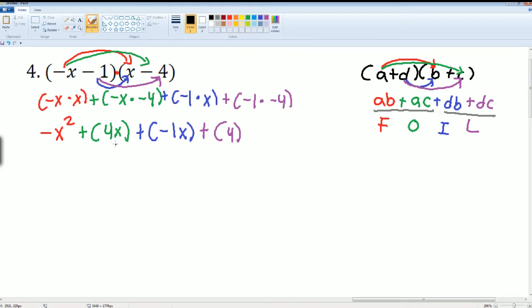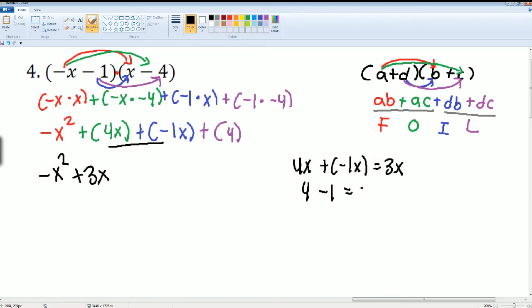Okay, these two are like terms. So, you get negative x squared, which comes from the top. You get plus 3x because 4x plus negative 1x gets you 3x. It's the same thing as writing 4 minus 1 gets you 3, but there's an x here, so there's an x here. Okay, that's how I get 3x. Plus 4. A lot of you are going to get mistakes because you don't write this step down. Okay, and you're not very careful with your parentheses. The parentheses are here so you could keep track of your negatives.